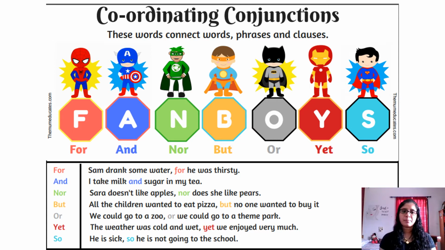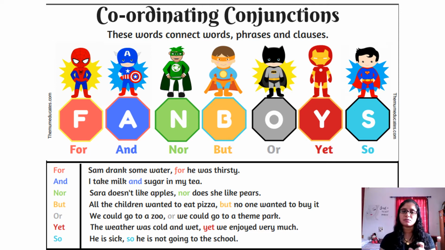Sarah doesn't like apples, nor does she like pears. So she doesn't like apples as well as pears. To make it richer, you can add nor. Nor means no. It's a negative word, okay? All the children wanted to eat pizza, but no one wanted to buy it. We could go to a zoo or we could go to the theme park. So it's a choice. Either you can go to a zoo or a theme park.